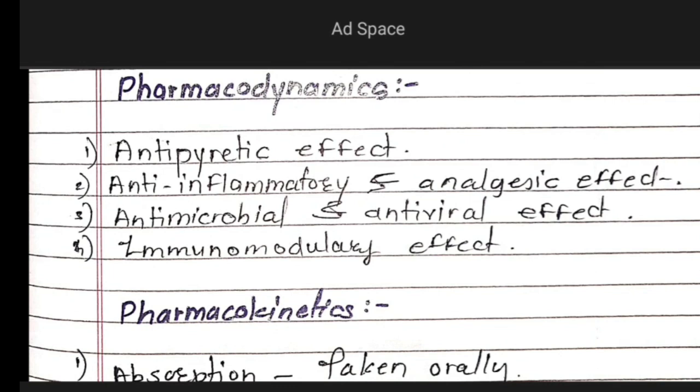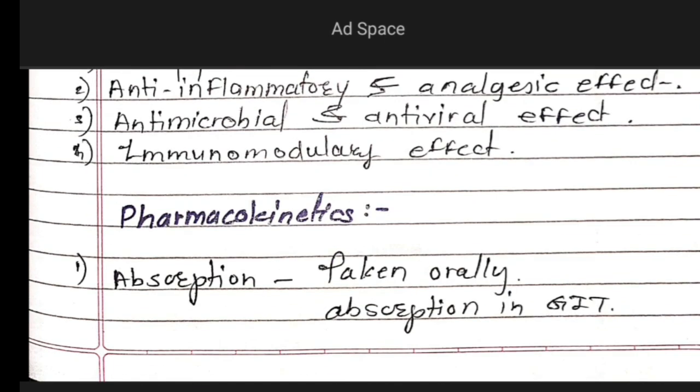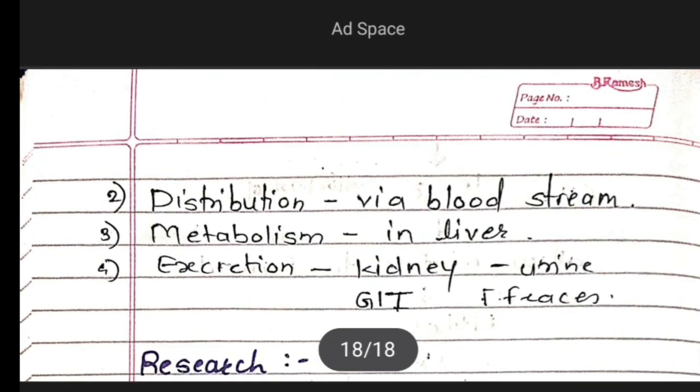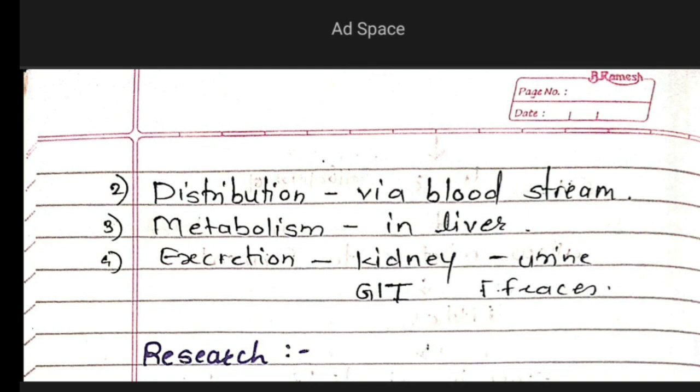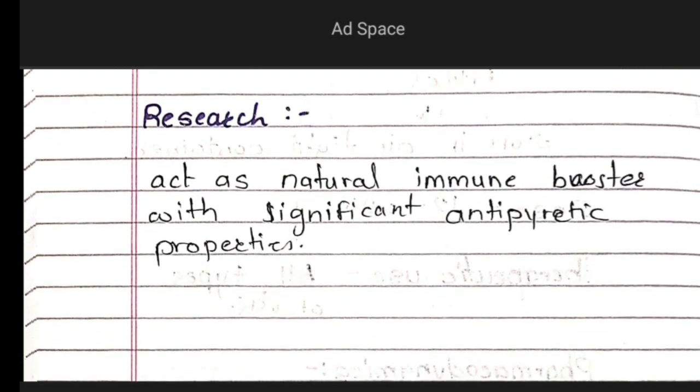Pharmacodynamics: antipyretic effect, anti-inflammatory and analgesic effect, antimicrobial and antiviral effect, immunomodulatory effect. Pharmacokinetics: if taken orally, absorbed through the GI tract. Distribution via bloodstream, metabolism in the liver, excretion by kidney in the form of urine and by GI tract in the form of feces. Research: acts as a natural immune booster with significant antipyretic properties.